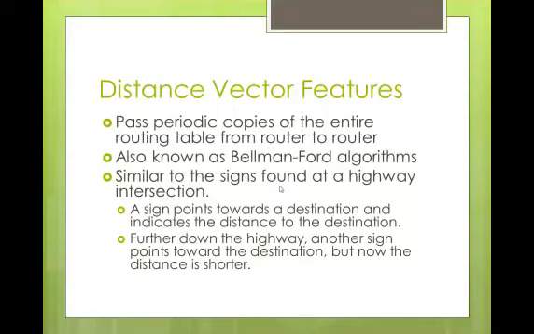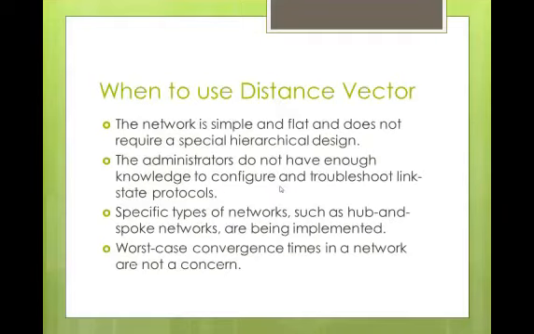Like I said, it's similar to the signs found at a highway intersection. A sign points towards the destination and indicates the distance to that destination. Further down the highway, another sign points towards that destination, but now the distance is shorter. So if you're going to drive from Bismarck to Fargo, when you very first leave Bismarck, it's going to say Fargo 189 miles. When you get to Jamestown, now it's going to say Fargo roughly 100 miles. So as that mileage gets lower, we know we're going in the correct direction. That's how the distance vector works.